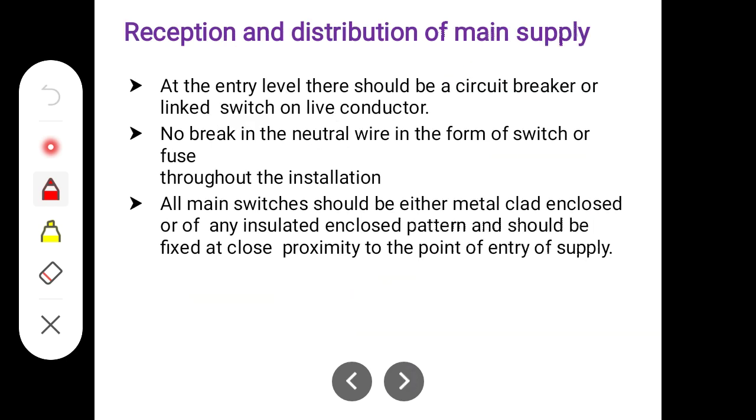Distribution of main supply: at the entry level there should be a circuit breaker linked to the switch on the live conductor. There should be no break in the neutral wire in the form of a switch or fuse while placing the neutral wire. Throughout the installation, all the main switches should be either metal clad enclosed or of an insulated type.